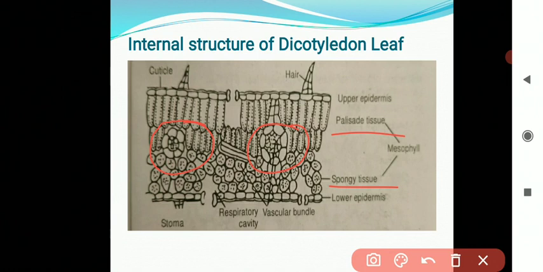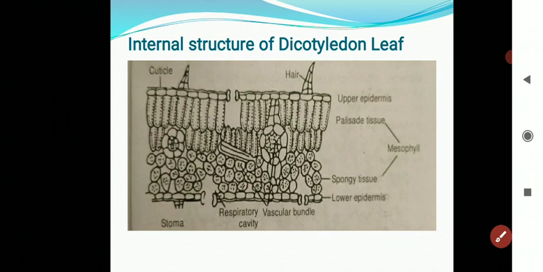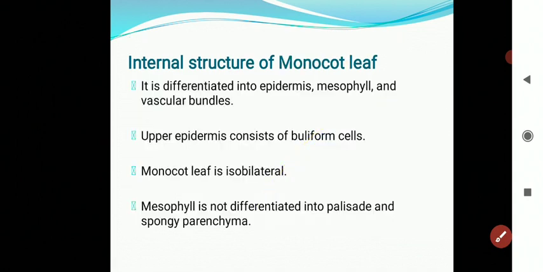Next, we are going to discuss regarding internal structure of monocot leaf. Now, in transverse section, the monocot leaf shows isobilateral structure, that is monofacial structure. Monocot leaves are mostly erect and more or less both the surfaces usually receive direct and equal amount of light, and it is differentiated into epidermis, mesophyll and vascular bundles.